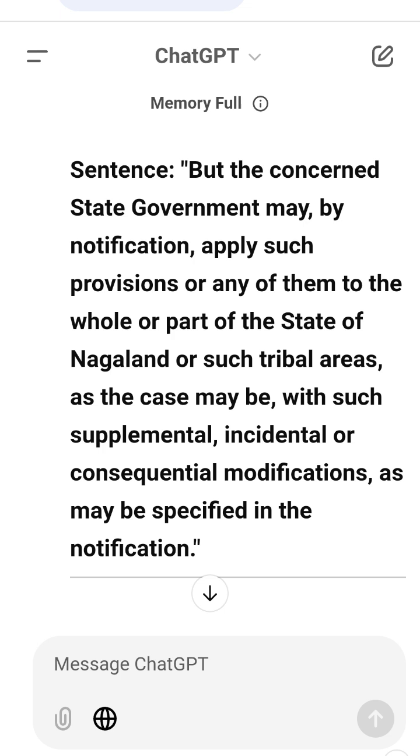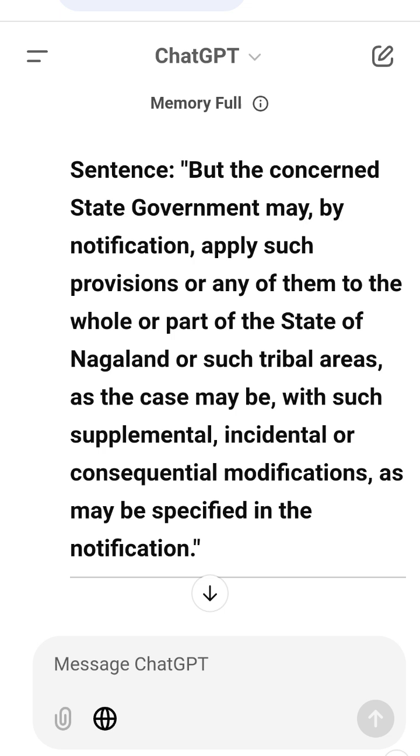But the concerned government may, by notification, apply such provisions or any of them to the whole or part of the state of Nagaland or such tribal areas, as the case may be, with supplemental, incidental, or consequential modifications as may be specified in the notification.